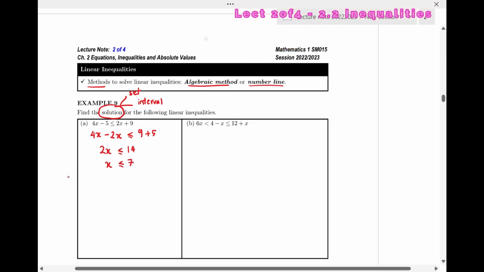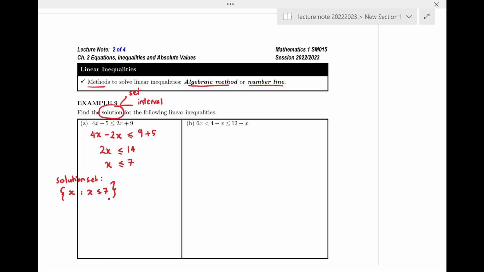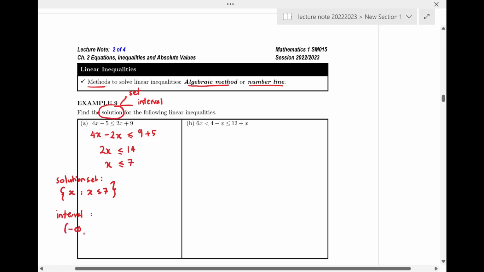First, the solution set. For the solution set, we have the curly brackets. We put x, then a colon, so x less than or equal to 7. This is what we call the solution set. You have learned this in topic 1, I believe. And then the interval set, or interval notation, is from negative infinity up to 7 inclusive. So we are done with part A.